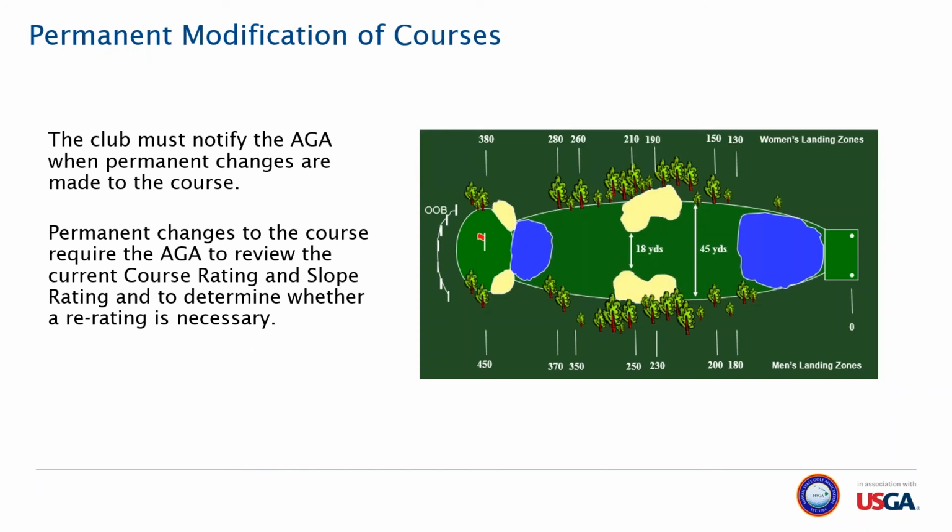For the permanent modifications of a course, under some of the club responsibilities is to notify the AGA, in this case the Hawaii State Golf Association, when permanent changes are made to a golf course. Permanent changes to the course require that we, the Hawaii State Golf Association, review the current course rating and slope rating and determine whether a re-rating is necessary.